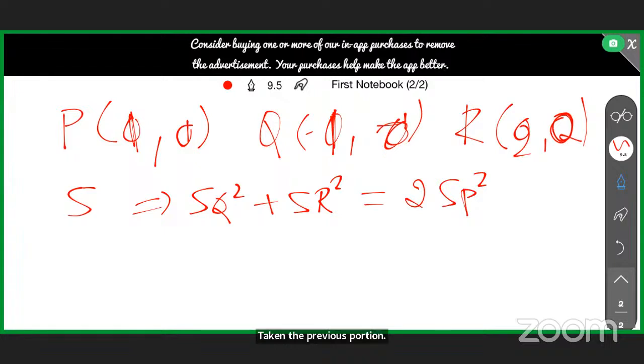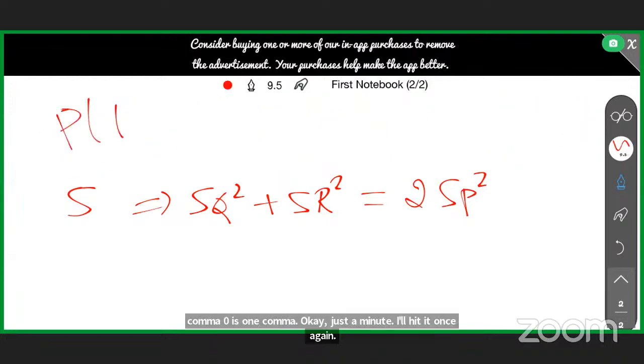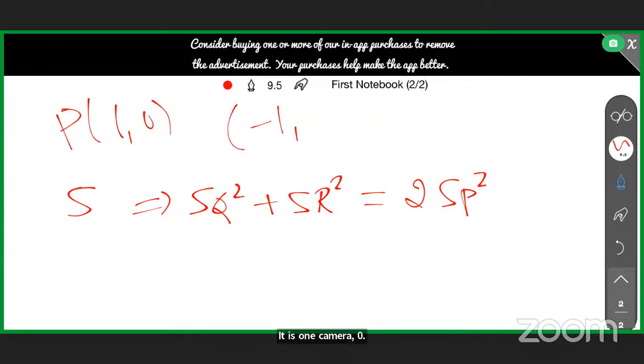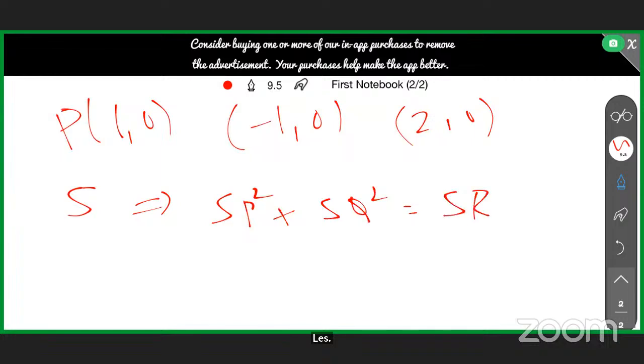Just a minute, I will rewrite it once again. It is 1, 0, -1, 0, 2, 0. The condition is also slightly different. Listen carefully. The condition is SP square plus SQ square is equal to 2 SR square.